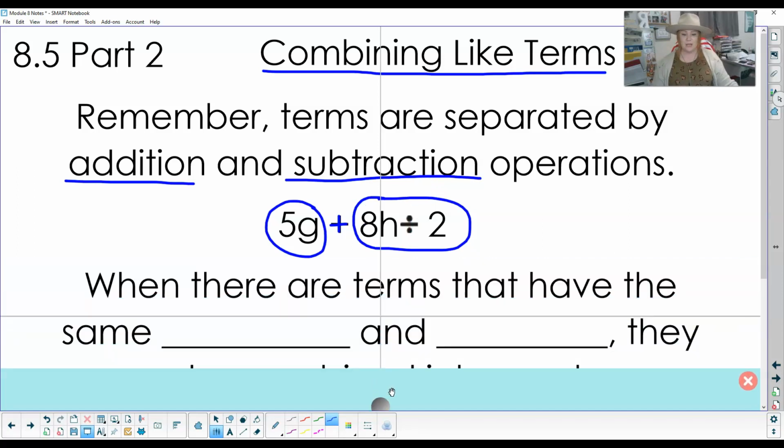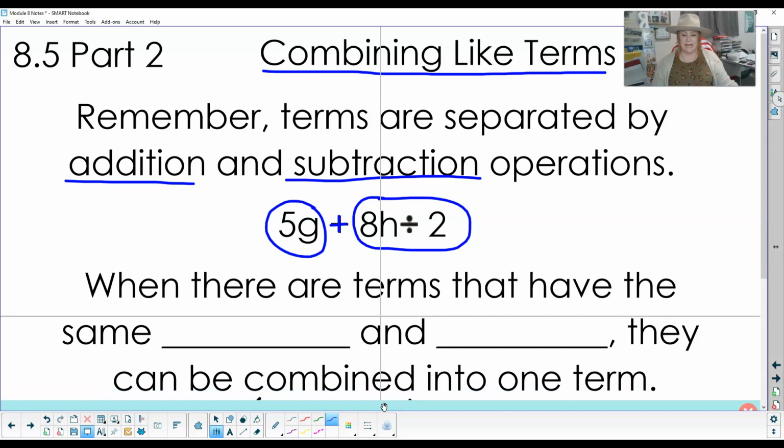So when there are terms that have the same variable, so if they have the same letter, that means they are like each other and we can put them together. And they have to have the same exponent. So if you have x squared and just an x, those then are not like each other. Those are a little bit different, and we can't combine those together.